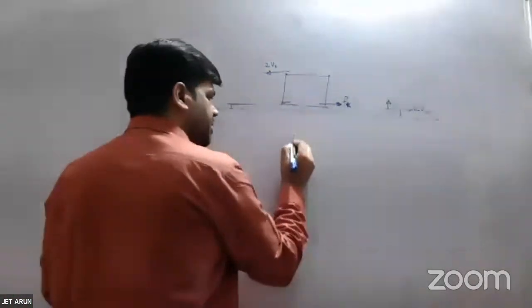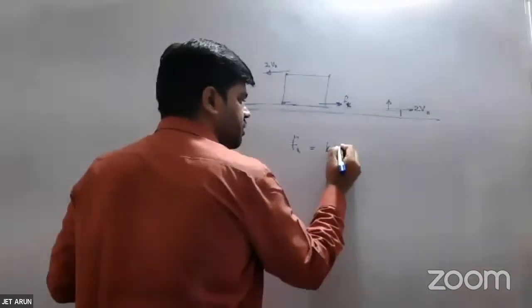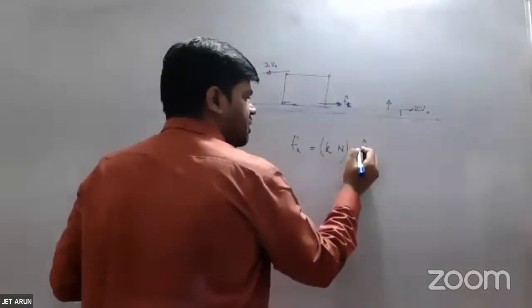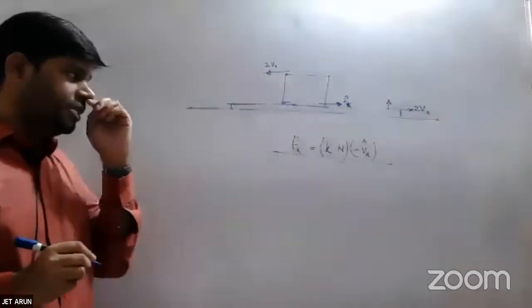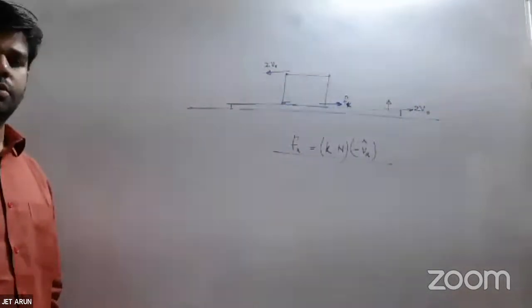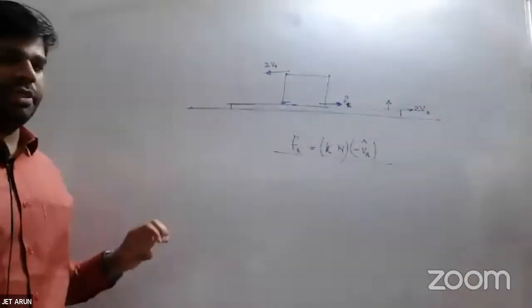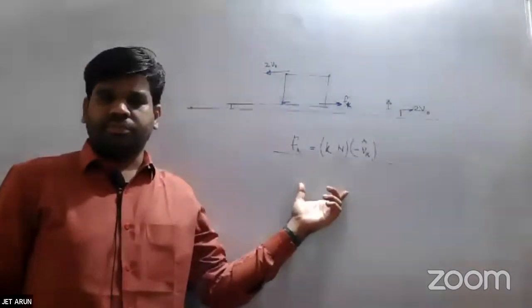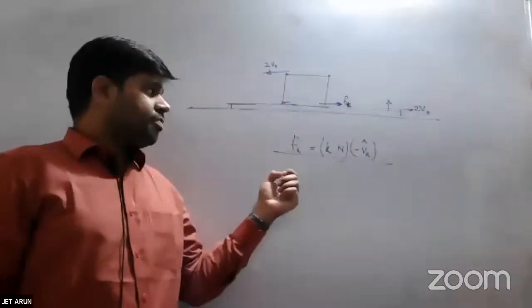So my friction fk is equal to mu times N in magnitude, but the direction is minus vr cap. Understand this equation properly. There were questions simply based on this equation before, in mains, NEET and advanced. We'll handle that question now. Let's understand this equation carefully.